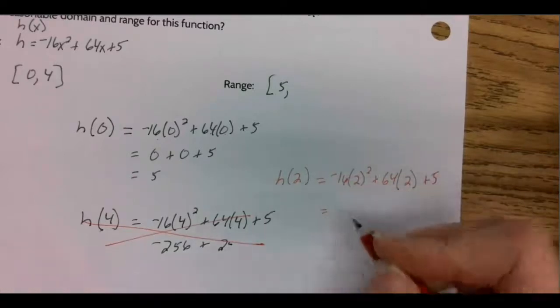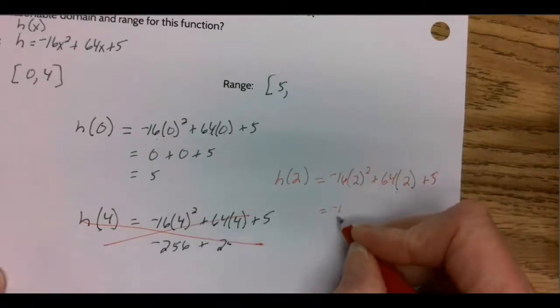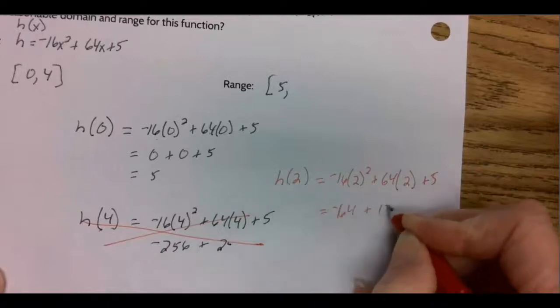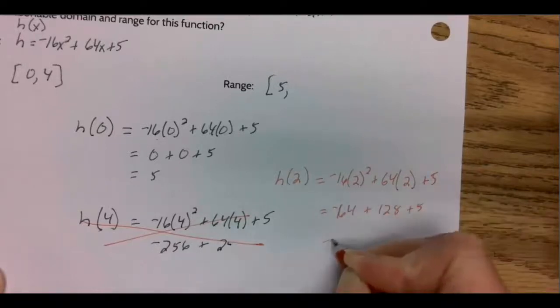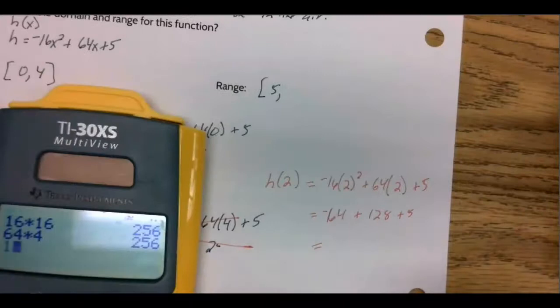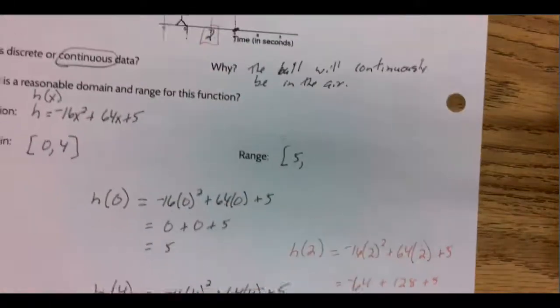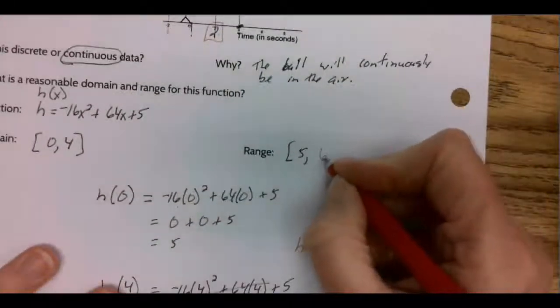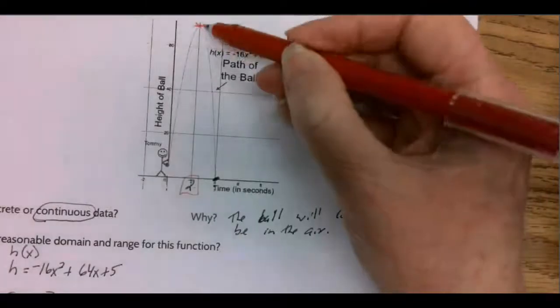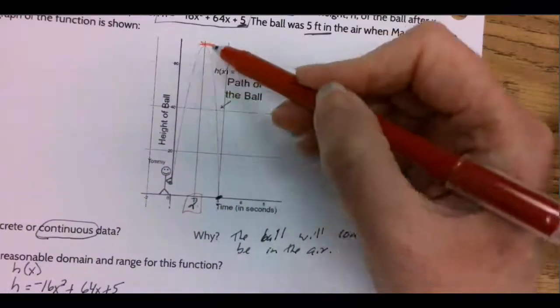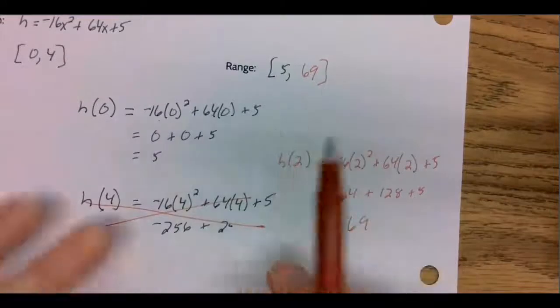So now we're going to do this. Negative 16 times 4, that's negative 64 plus 128. That's going to give us 69. So our height, and always check to see if that's reasonable, could that be 69? Well, there's 60. So yeah, that could definitely be, the height was 69. Okay, so sorry about my mistake, but I just wanted to point that out.